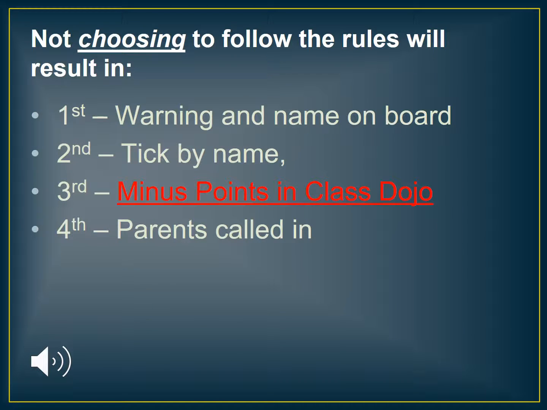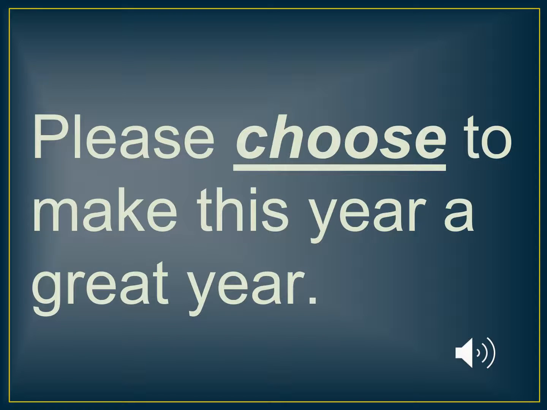Not choosing to follow the rules will result in: first, warning and name on the board. Second, tick by name. Third, minus points in Class Dojo. Fourth, parents will be called in. Please choose to make this year a great year.